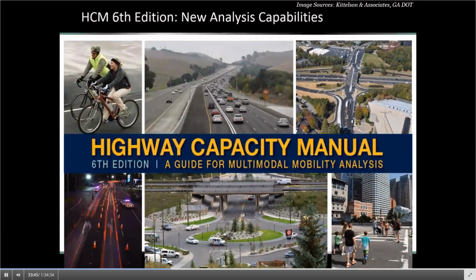The top picture shows a concurrent managed lane facility. The top right photo shows a diverging diamond interchange, which is now fully integrated into the HCM, as are 3 other alternative intersection concepts, as I'll go over in a later slide. There are new methodologies for work zone analysis, both on freeways and urban streets, as well as on 2-lane highways. There are also new roundabout calibration factors, new capacity estimates for roundabouts, and new methods for evaluating roundabouts and corridors. So overall, the HCM is a truly multimodal analysis guidebook.